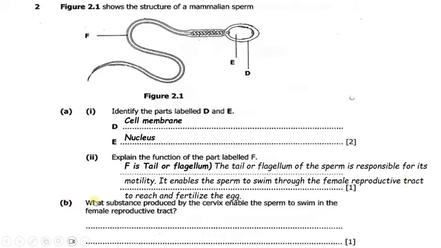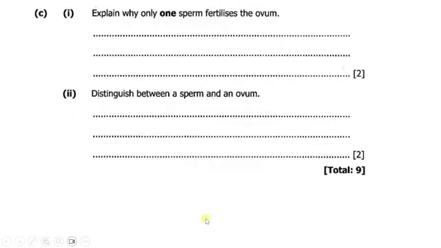Then B, they are saying what substance produced by the cervix enables the sperm to swim in the female reproductive tract? So the substance produced can either be called the cervical fluid or cervical mucus. Then we move to part C.